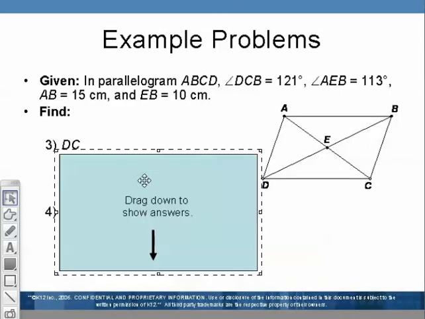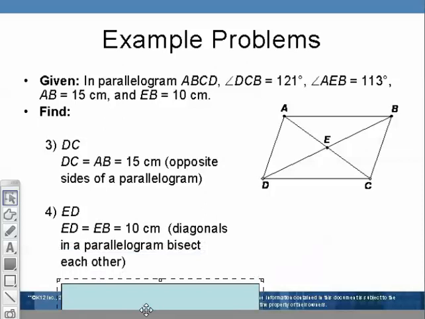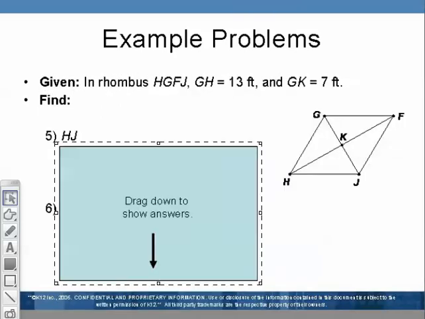When they ask you what's the length of DC, we said, well, that was the same as AB, it'll be 15. And when they ask you ED, ED is the other side of that diagonal, and you can say, well, since one half of it's 10, this half of it's 10. That's what bisecting does for you.